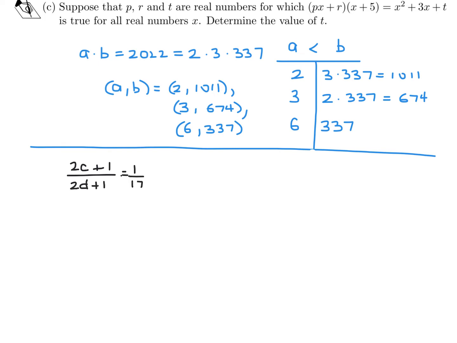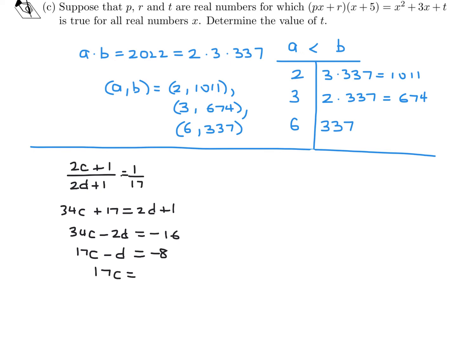Okay, let's simplify this a bit. So cross multiply and we get 34C plus 17 is 2D plus 1, and therefore 34C minus 2D is negative 16, and then 17C minus D is negative 8. Or 17C is equal to D minus 8.